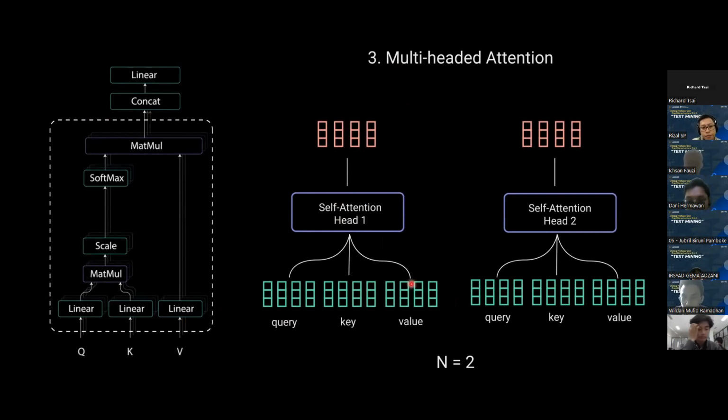If we use n sets of these transformations, we can produce n sets of different queries, keys, and values. So if we have 2 sets, then we have 2 heads. If we have 16 sets, then we have 16 heads. This concept is referred to as multi-headed attention. The diagram illustrates this when n equals 2.